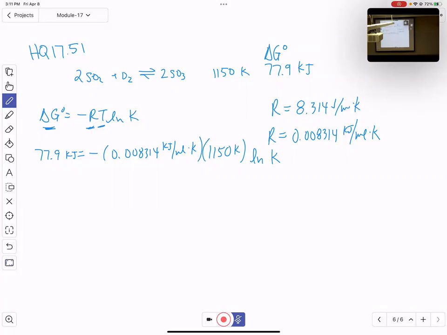I have to do that. So 1150 times 0.008314. I get 77.9 kilojoules equals a negative 9.5611 kilojoules, natural log of K. Divide both sides by negative 9.5611.